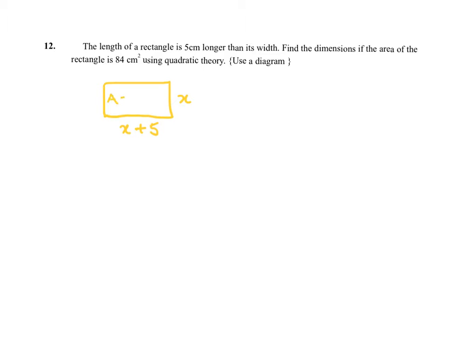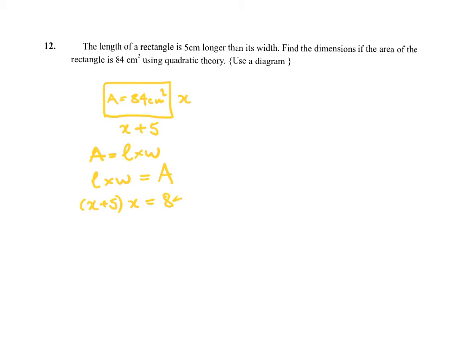Area is also given, is equal to 84 centimeters squared. So we have to find the dimensions: what is the length of this rectangle and what is the width. Using the information given, we know that the area of a rectangle is length times width, or I can write this as length times width equal A. It doesn't make any difference. So length is x plus 5, times x, is equal to A.